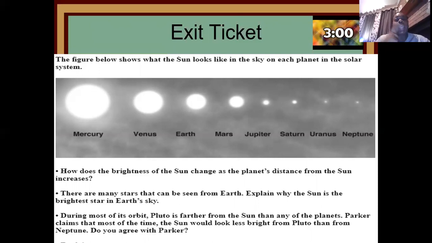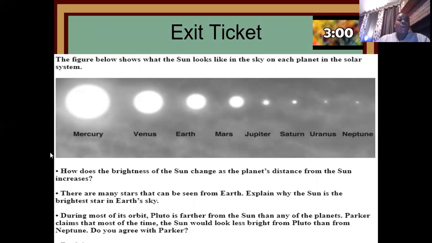All right, so our exit ticket is the figure below shows what the sun, which is a star, medium size, look like in the sky on each planet in the solar system. And our planets are in order: Mercury, Venus, Earth, Mars, Jupiter, Saturn, Uranus, Neptune, and we don't see Pluto because it's not a dwarf planet.